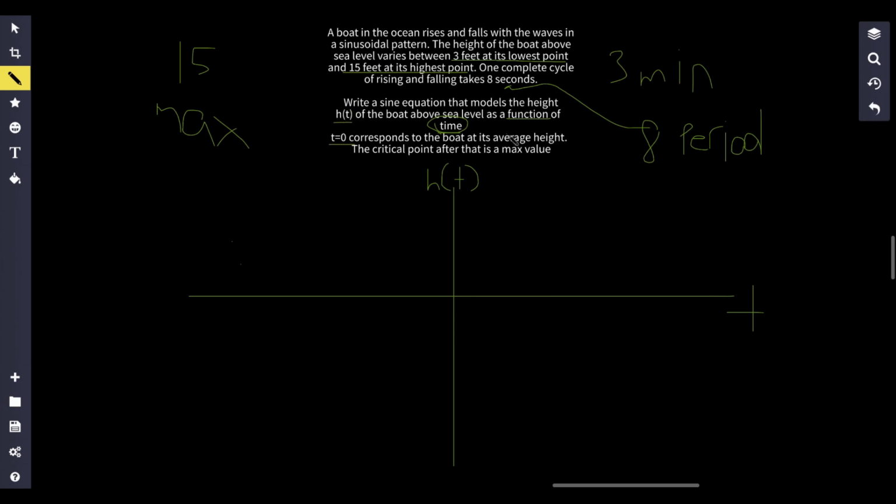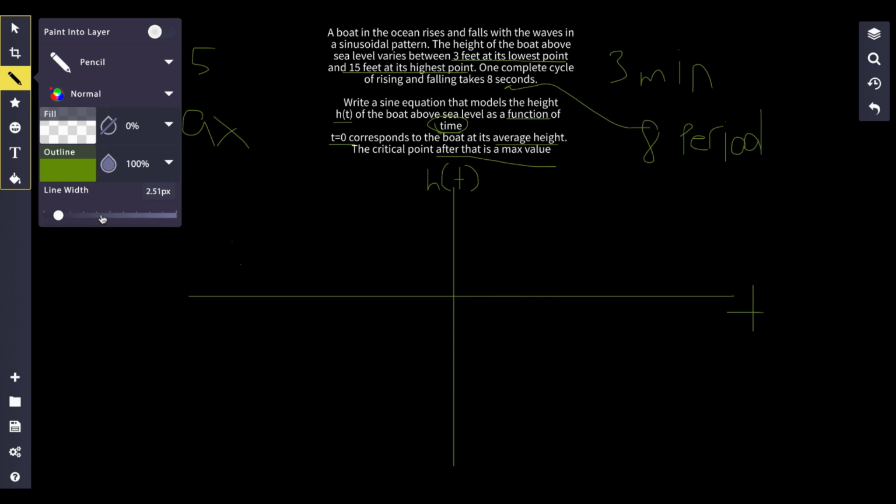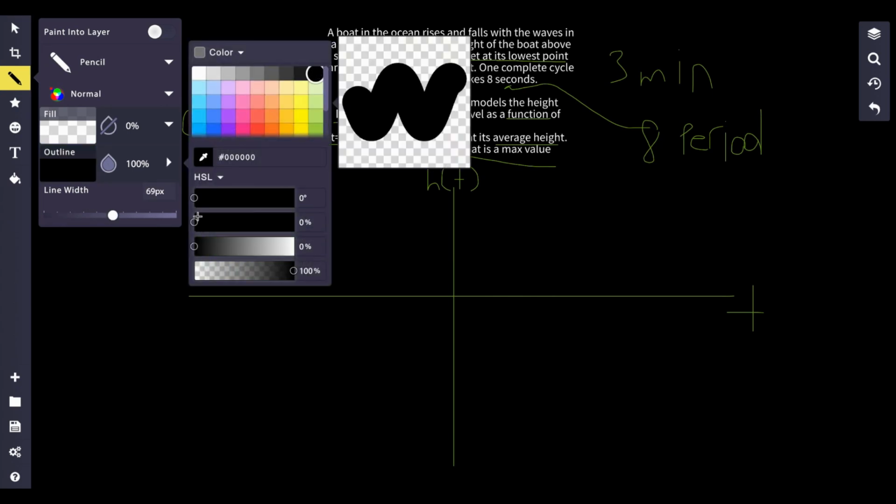T of 0 corresponds to the boat at its average height. The critical point after that is a maximum value. How do we do this? I'm going to be graphing this function out and writing an equation for it, just so you guys get some extra practice.